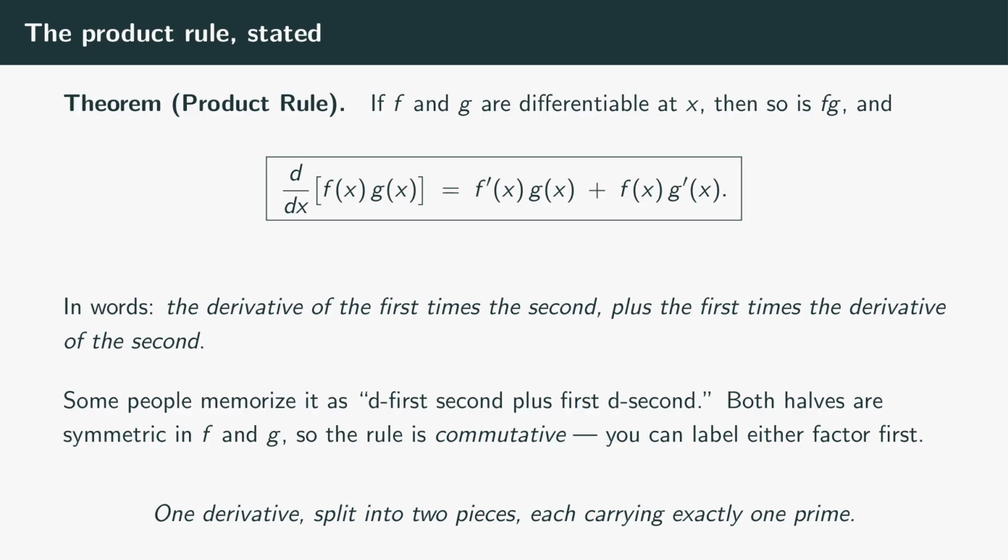In words, you might memorize it as the derivative of the first times the second plus the first times the derivative of the second. Notice the symmetry. If you swap f and g, you get g prime f plus g f prime, which is the same thing in a different order. The product rule treats both factors equally. Now we have to prove it, which means cranking it out of the limit definition. The proof uses one algebraic trick, the add and subtract move, and the rest is bookkeeping.